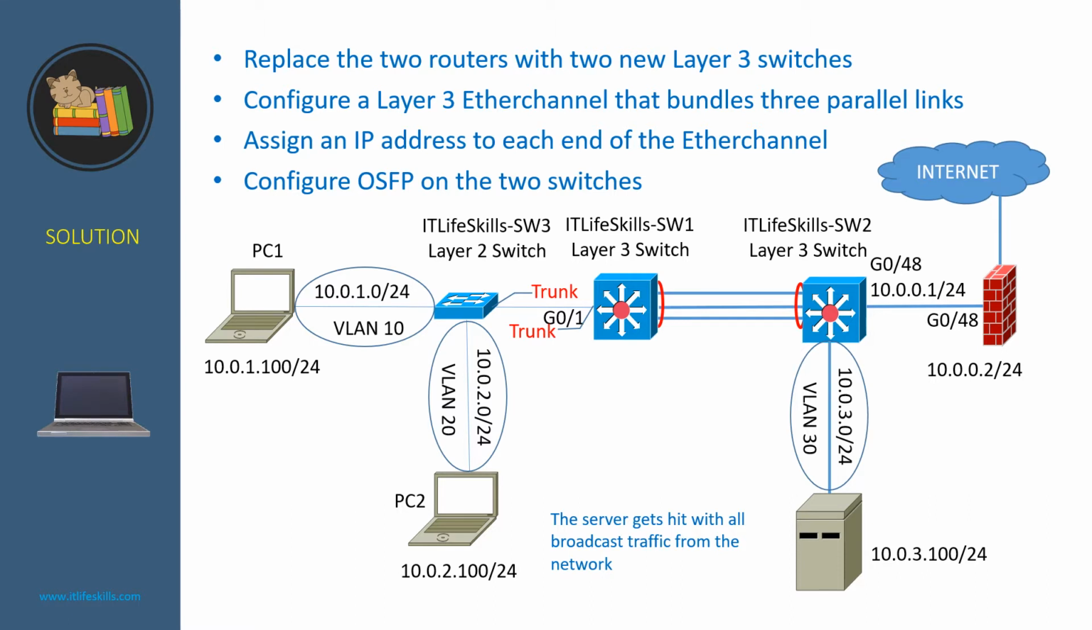However, after checking with the vendor, I also realized that the routers were very costly and not as scalable as layer 3 switches. Therefore, my final solution was to replace the two routers with two new layer 3 switches, and configure a layer 3 EtherChannel that bundles 3 parallel links, and I can bundle more links in the future. Then I can assign an IP address to each end of the EtherChannel, and I can configure OSPF on the two switches.